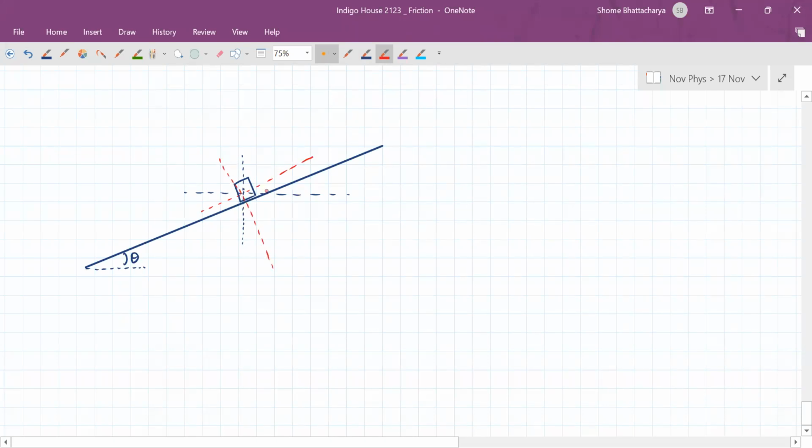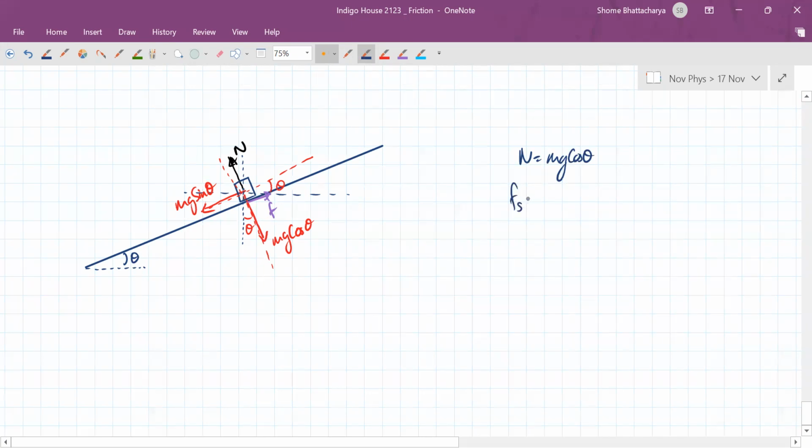So a system of axes, this angle is theta, this angle is theta. So when I take the components of mg, we have the component mg cos theta and this is mg sin theta. Normal reaction acts like this, and here friction will act like this. So normal reaction is mg cos theta.